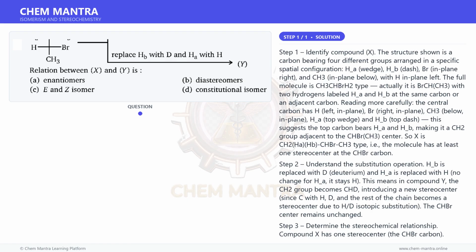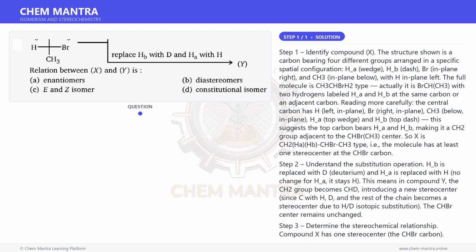Since they are stereoisomers that are not mirror images of each other, X lacks the CHD stereocenter entirely while Y has it, they are classified as diastereomers. Step 4. Why other options fail?